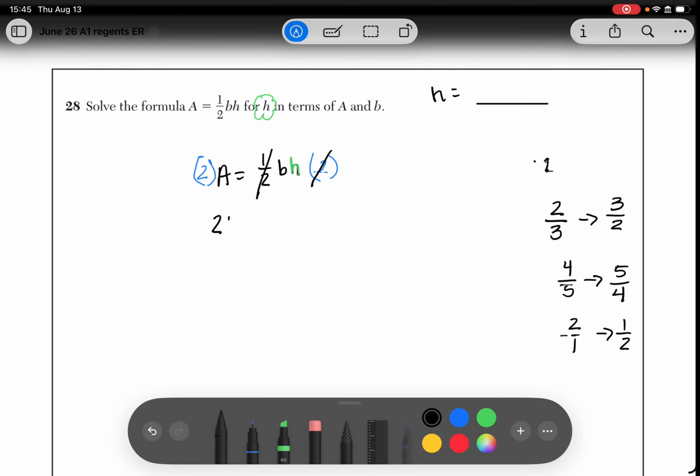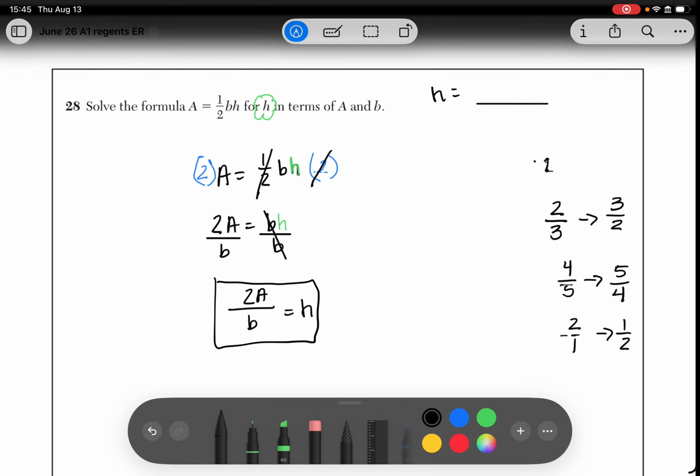So now we have 2a equals base times the height. If we notice, h still isn't by itself, 2a equals bh rather than h. So in order to get h by itself, we're going to divide both sides by b, since b is being multiplied by h. So we're just undoing operations right now, which cancels out those b's on the right side, which means that now we're left with 2a over b equals h, our height. And this would be our final answer.